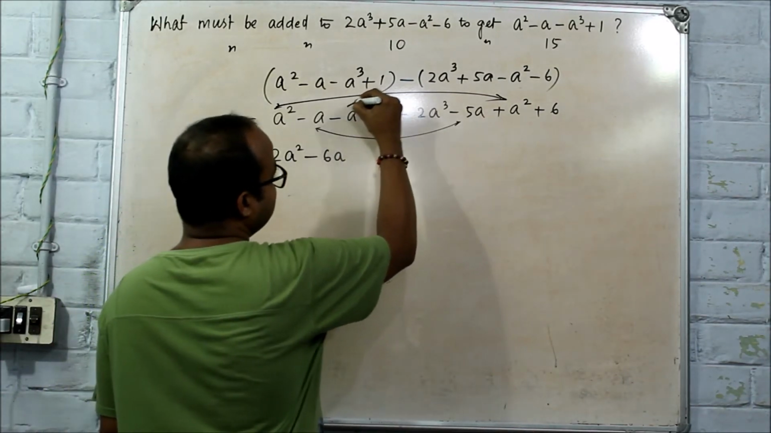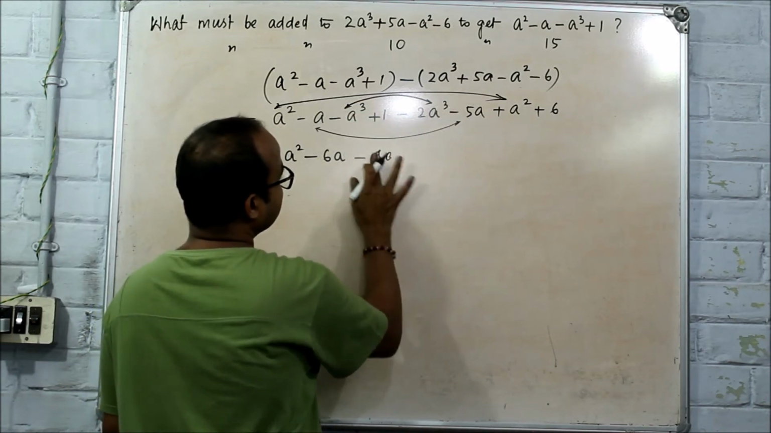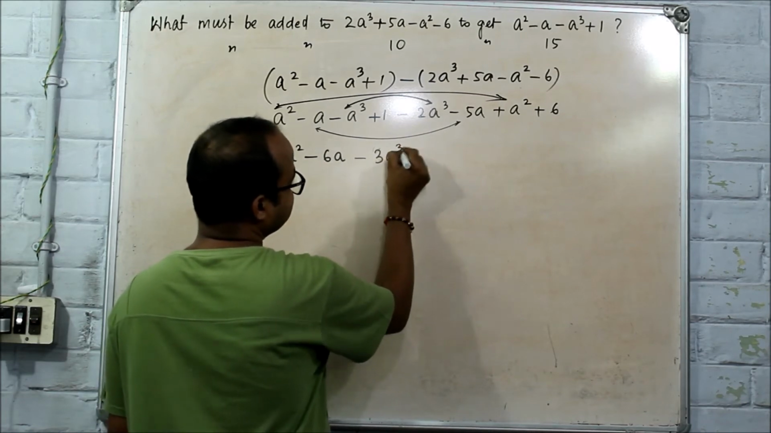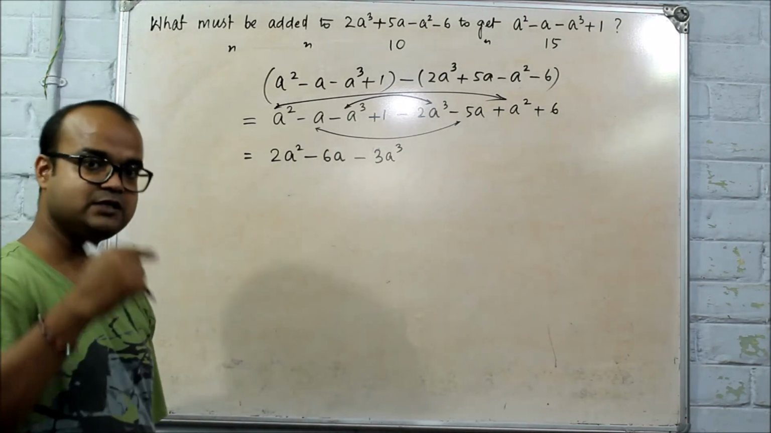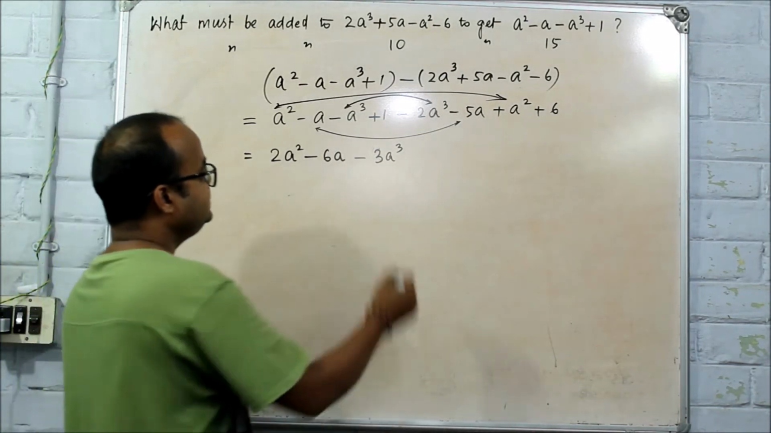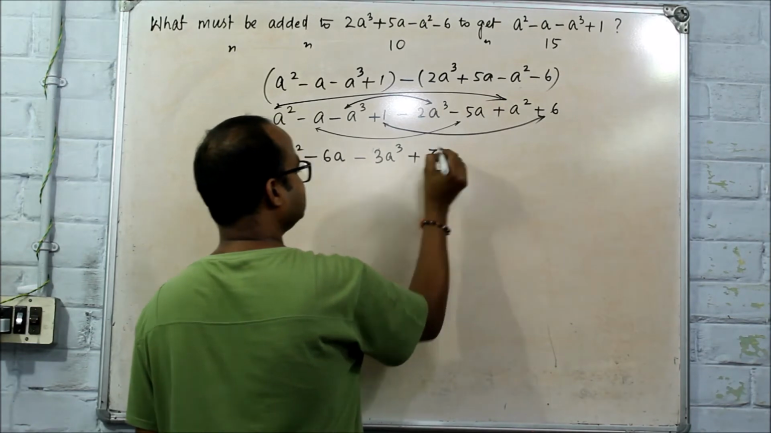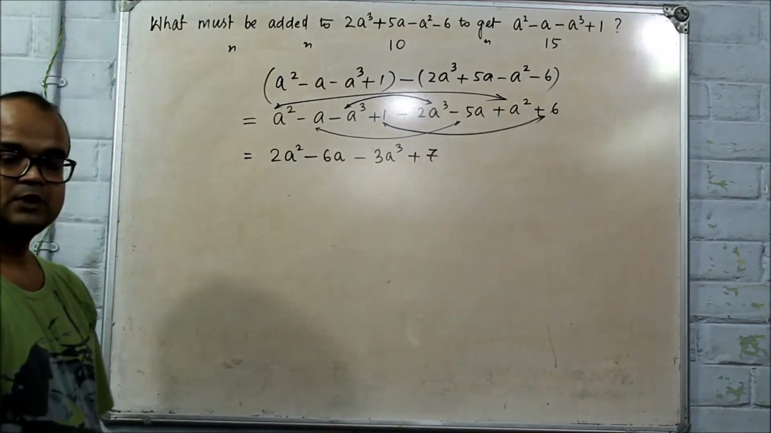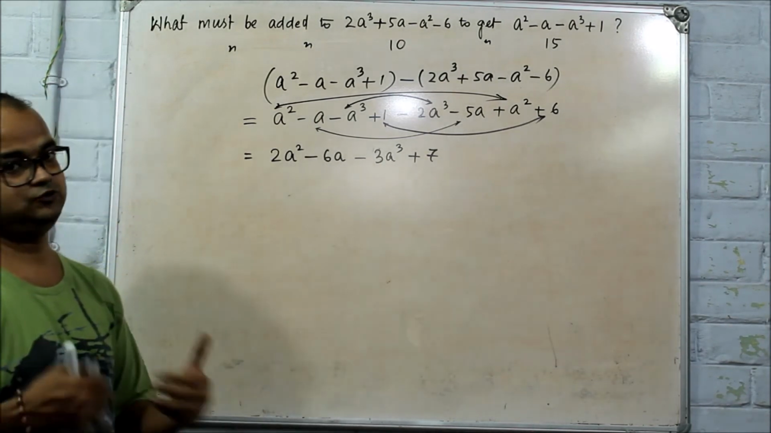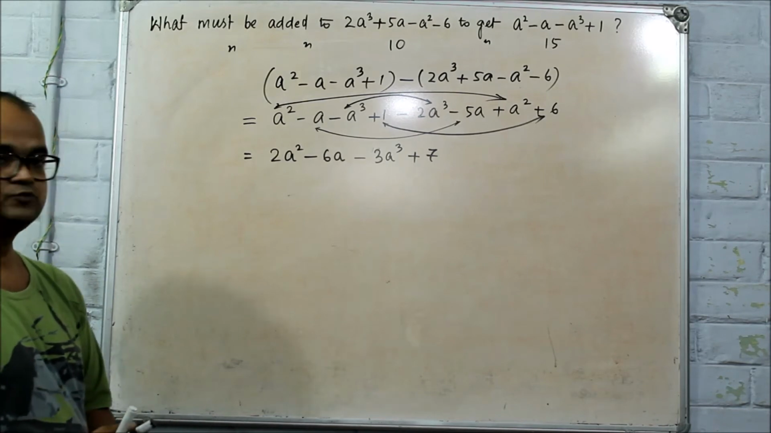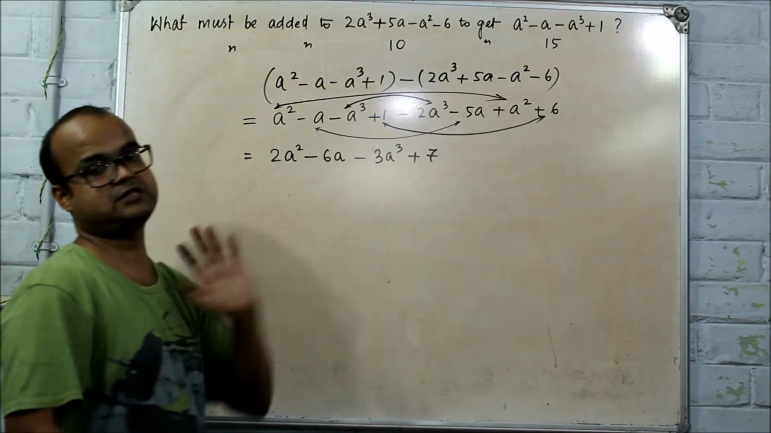Then minus a cube minus 2a cube is equal to minus 3a cube. Minus a cube means minus 1 into a cube. And plus 1 and plus 6, these two are like terms. So 1 plus 6 is equal to 7. Now they all are unlike terms, so no need to simplify further. So your answer is 2a square minus 6a minus 3a cube plus 7.